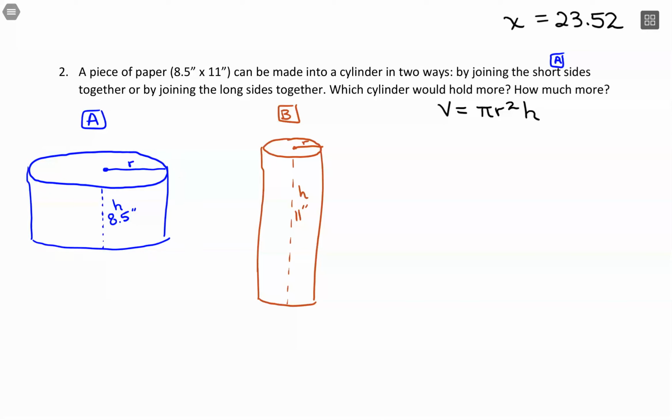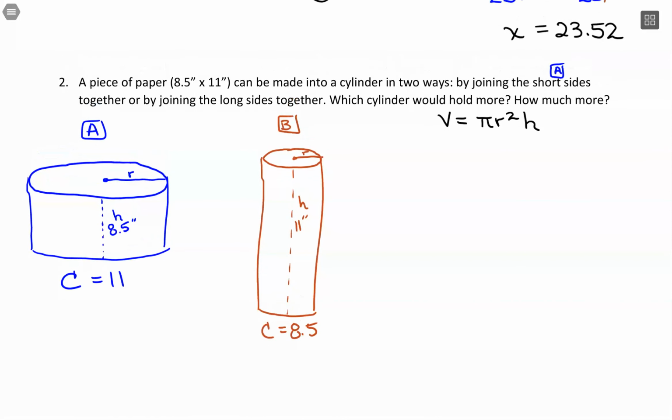Well, the 11-inch side is along the outside of the circle there. So what that means is we know our circumference. We have a circumference of 11 inches for that case A. And similar with case B, that 8.5-inch side is along the outside of the circle, so that circumference is 8.5.